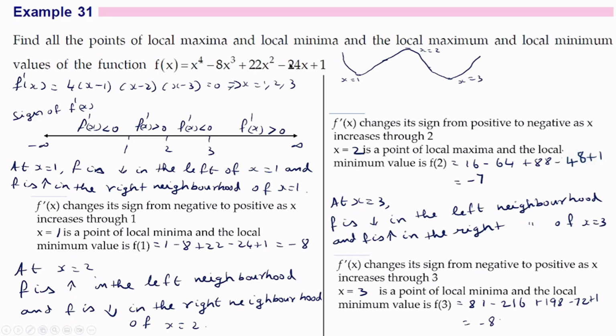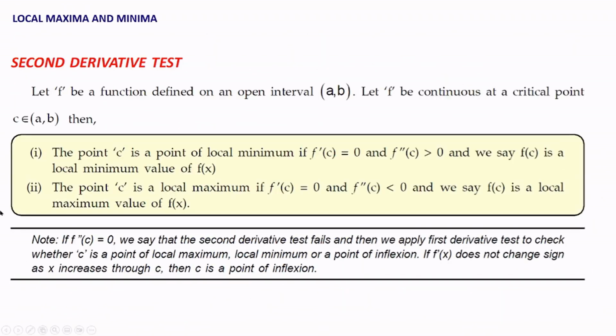So here the points of local minima are x is equal to 1 and x is equal to 3, and the point of local maxima is x is equal to 2. Now we have the second derivative test to find the points of local maxima and local minima. Let f be a function defined on the open interval a comma b, and let f be continuous at a critical point c belongs to a comma b.